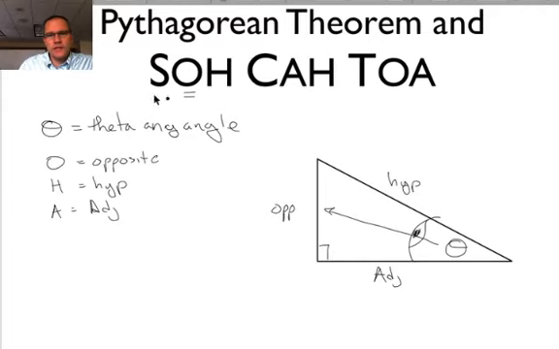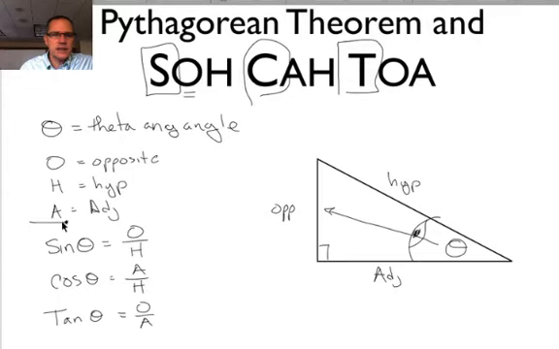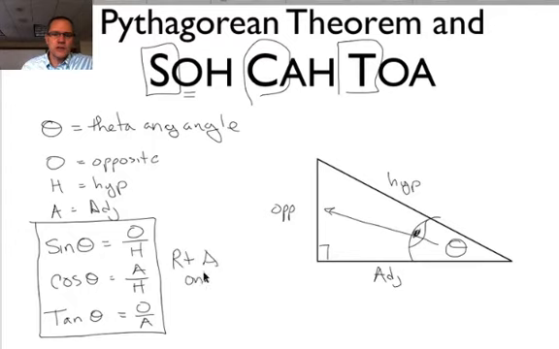So now let's define what the functions are. There's three functions: sine, cosine, and tangent. The sine of some angle theta is equal to the opposite side over the hypotenuse side. The cosine of some angle is equal to the ratio of the adjacent over the hypotenuse. And tangent of some angle is equal to the opposite over the adjacent. Now these functions are valid for right triangles. So this is right triangles only.